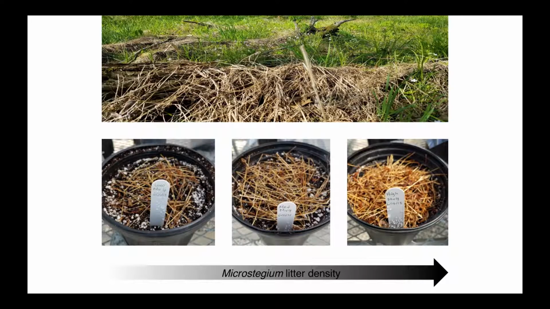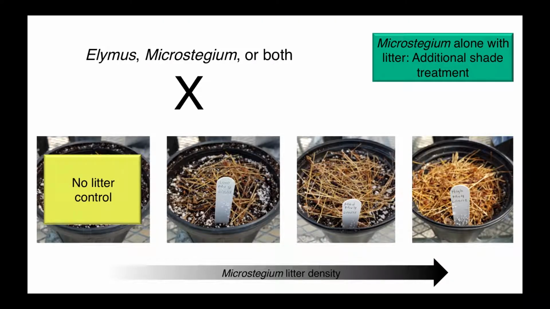So we harvested litter from Indiana. This top picture is kind of a dense mat of litter over a log, and we brought it to the greenhouse, and we did 3 different litter density treatments in our pots. We also had a no litter control, which I forgot to take a picture of, so that's substituting. And in each of these plots, we had Elymus, Microstegium, or both of them together.